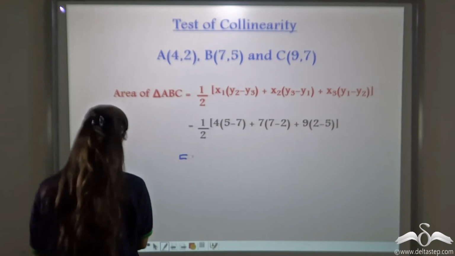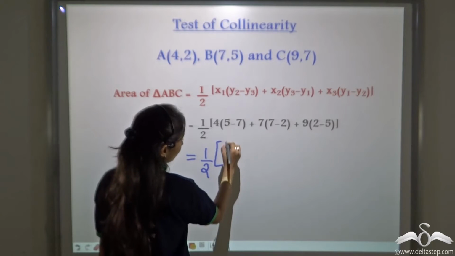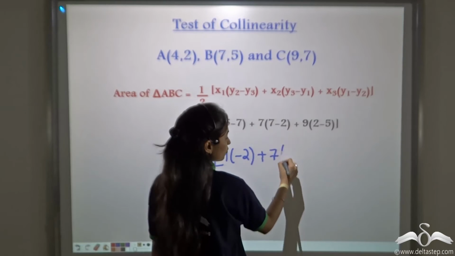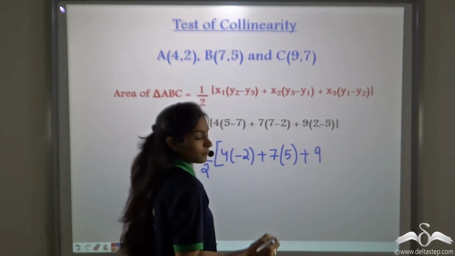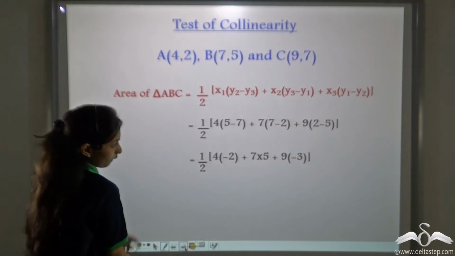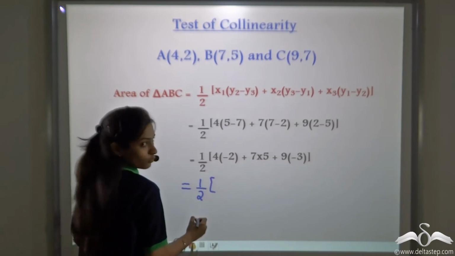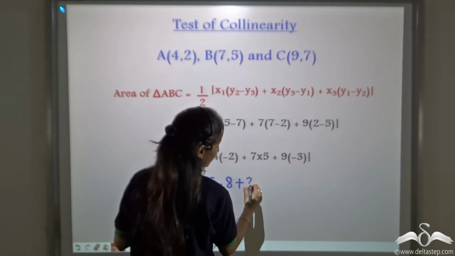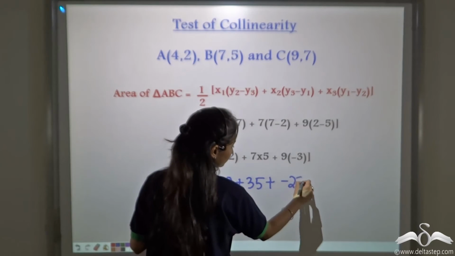It is equal to half. We get 4 into minus 2, plus 7 into 7 minus 2 is 5, plus 9 into 2 minus 5 is what? Minus 3. Now let's solve this. Now 4 into minus 2 will give us what? Minus 8, plus 7 into 5 will give us what? 35, plus 9 into minus 3 will give us minus 27.